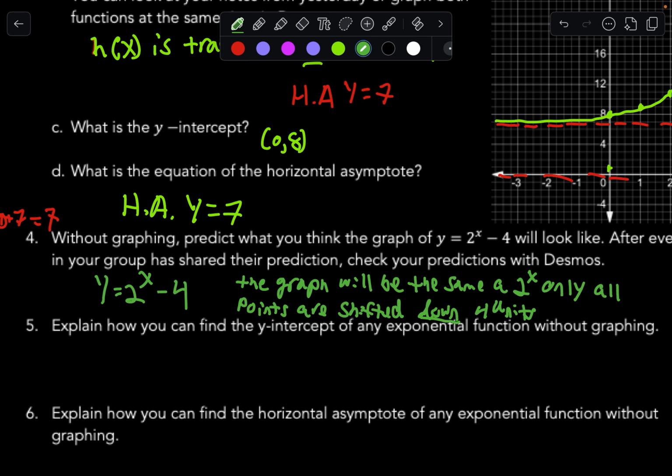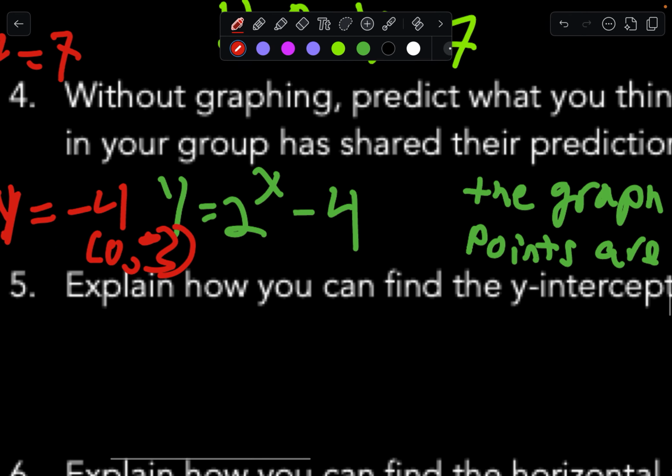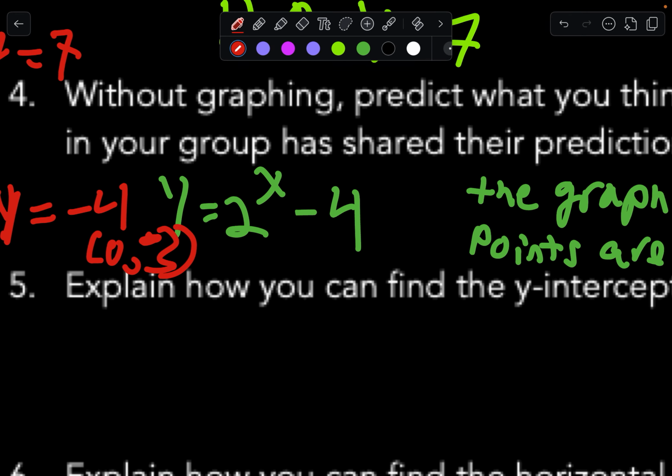So that means the horizontal asymptote for this one would be at y equals -4 instead of y equals 0. Okay? And the y-intercept would be, instead of (0, 1), at (0, -3). It's 1 minus 4. Okay? So we just subtracted 4 from the asymptote equation and the y-intercept.